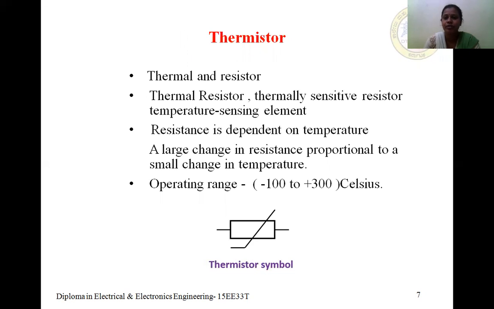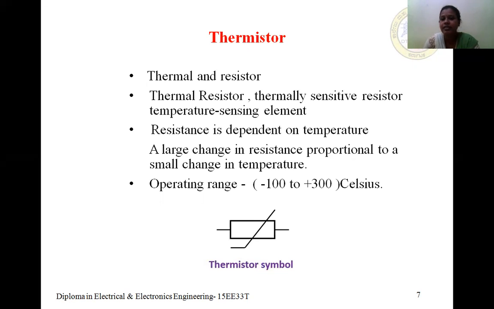Next, moving on to the thermistor. This thermistor is a type of diode. The thermistor is a combination of thermal and resistor. It is also called a thermal resistor. This is a thermally sensitive resistor. It is also called a temperature sensing element.